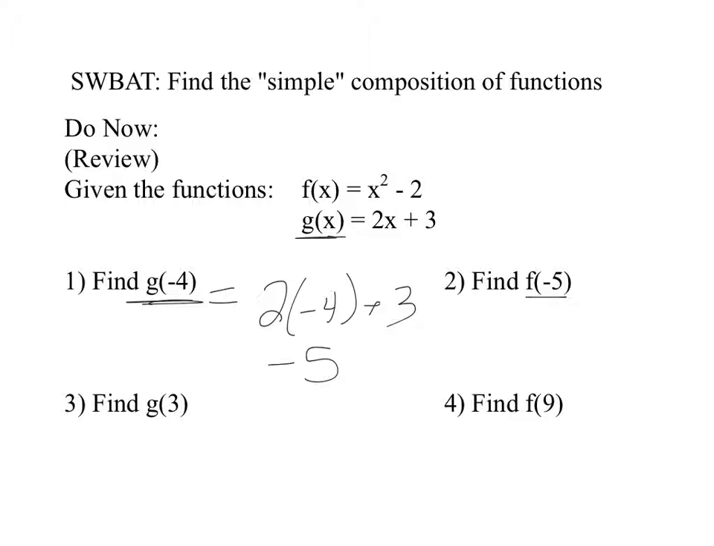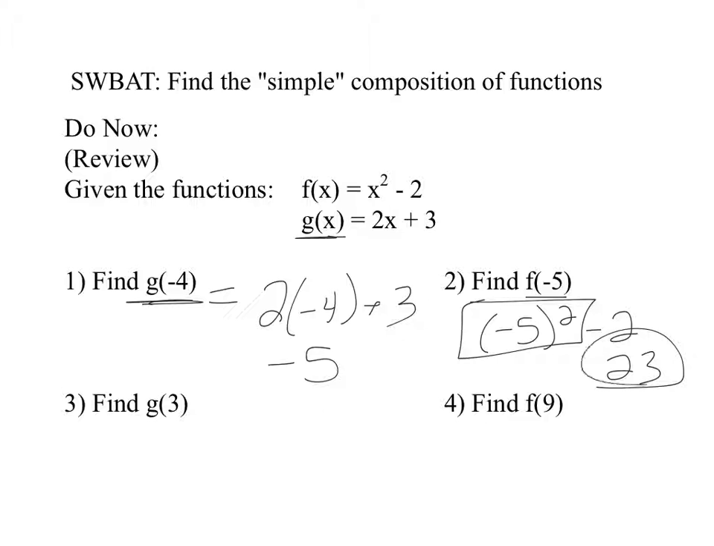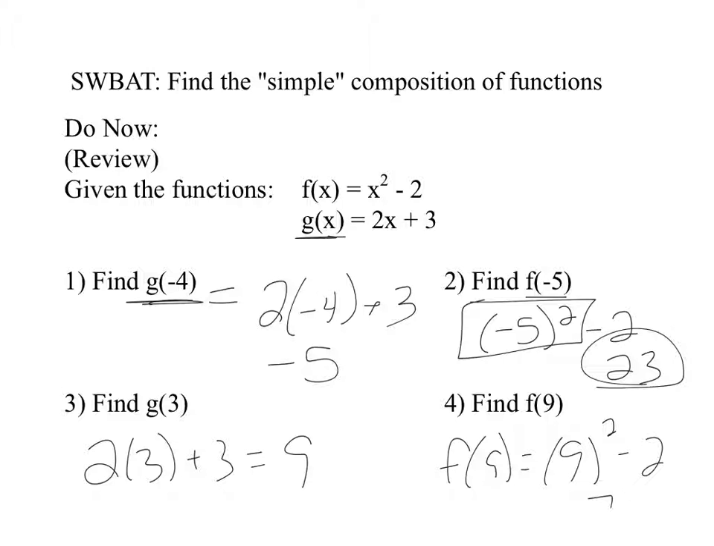If I want to find f of -5, I plug -5 into the problem, making sure you put parentheses when you square. So that's 25, so this is actually 23. g of 3, 2 times 3 plus 3, so that's 9. And f of 9 is 9 squared minus 2, so that would be 79. Just as a reminder, when you have f of 9, you take the 9 and you plug it into the f.